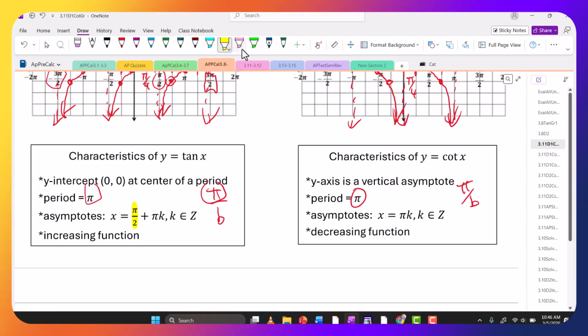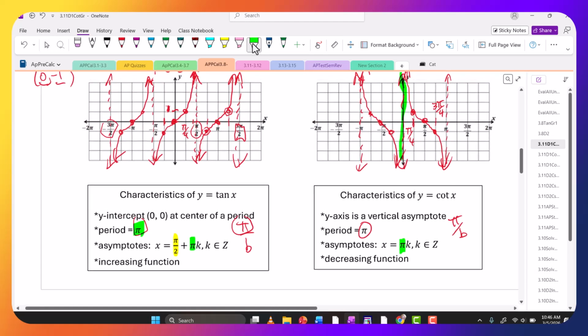And then how far are the asymptotes away from each other? Actually, a period away. That's why we have pi k there. Why can I just do pi k for cotan? Because the first asymptote is 0. When I plug in 0 for k, I get x equals 0. When I plug in 1, I get x equals 1 pi, which is where the other asymptote is. When I plug in -1, we can see that asymptote right there. I'll color it in green. So that's how that works for that one. All right, then one thing to remember, tangent increases, cotangent decreases. All right, and we're good to go.